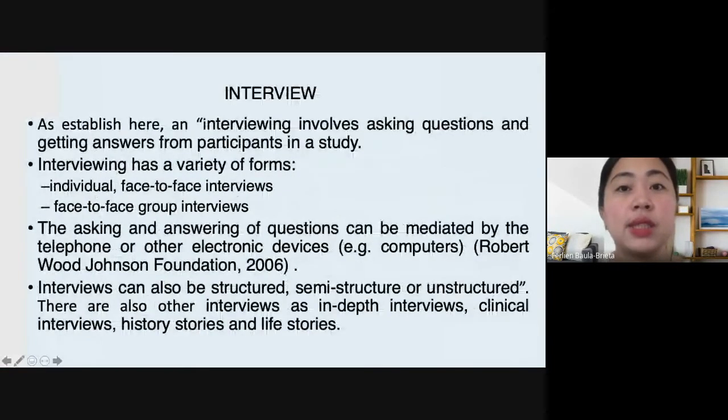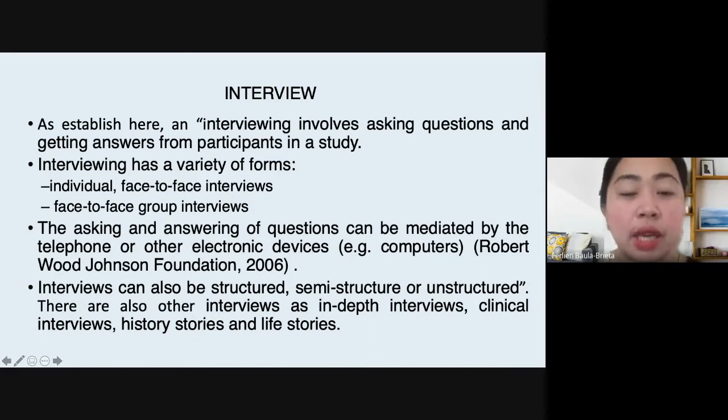Okay, the next data gathering process under qualitative is interview. As established here, an interviewing process involves asking questions and getting answers from participants in the study. So that's the basic structure of it. Interviewing has a variety of forms. There are individual face-to-face interviews and face-to-face group interviews. We will discuss this in detail later.